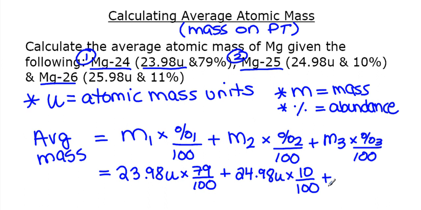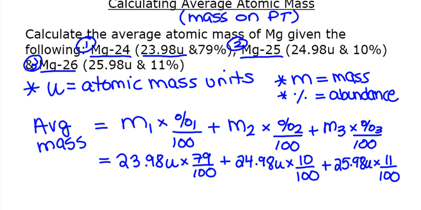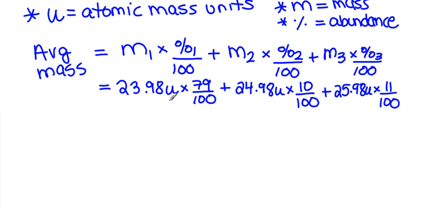And then I'm going to go with mass number 3, which is going to be my last isotope here. So 25.98 U times 11 over 100. Now, once you've done all this, the rest is just math. You need to plug this in your calculator and solve. Again, if it's easier for you, just change these right away to decimals, and then it's easier to plug in your calculator. So this would be 0.79, this would be 0.10, and this would be 0.11.